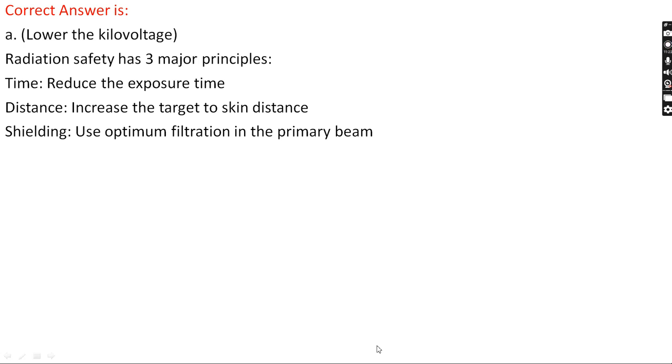Okay. Radiation safety mainly includes three major principles. First, we should decrease the exposure time in order to reduce the quantity of radiation. Okay. Second, we can increase the distance from the target to the skin. Okay. And the third one is shielding. We use some shield. Okay, filtration in the primary beam. Okay.